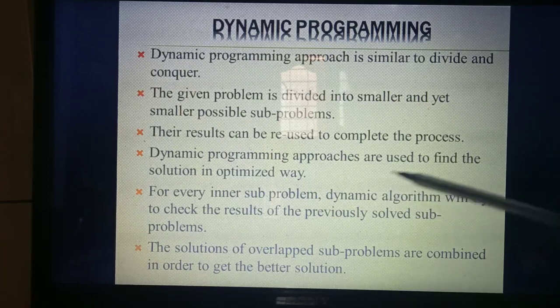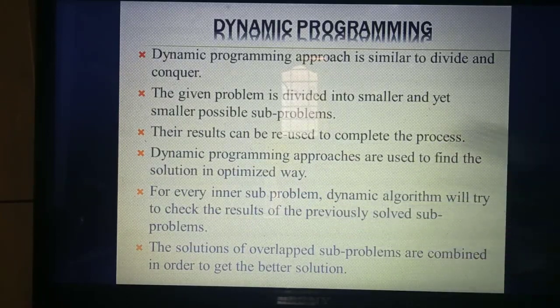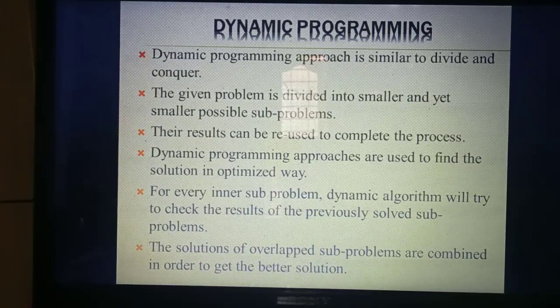Yes. So in every inner sub-problem, the dynamic algorithm checks the results of previously solved sub-problems. That means, for example, the average mark of 47 students I need to get. If any one mistake is there in any one roll number, will I get the correct average? No. So to take the 47 average, I need to add the marks of 47 students.